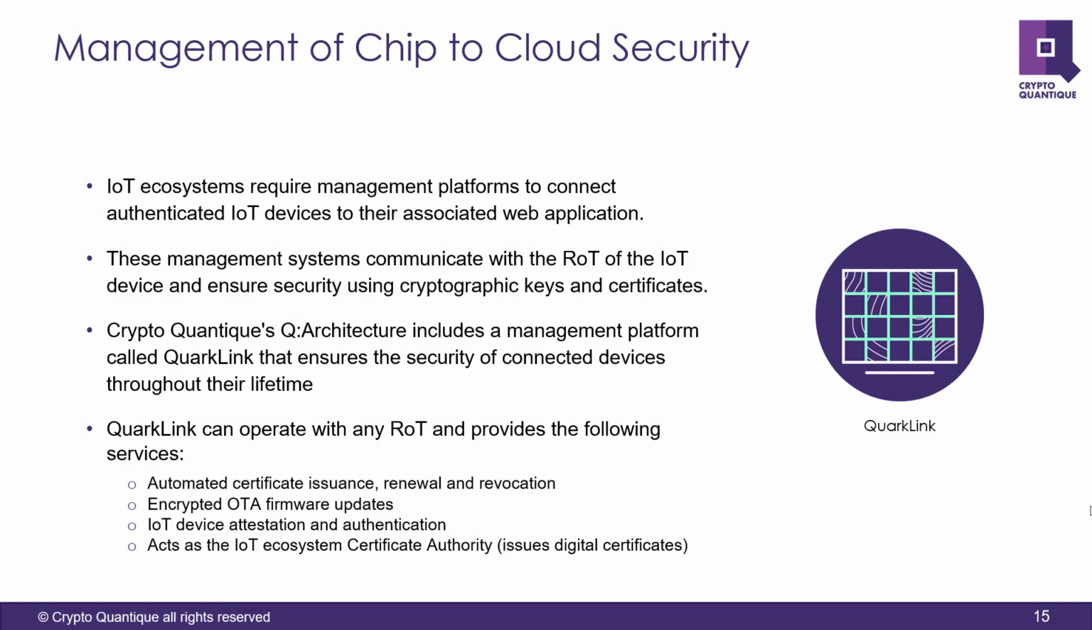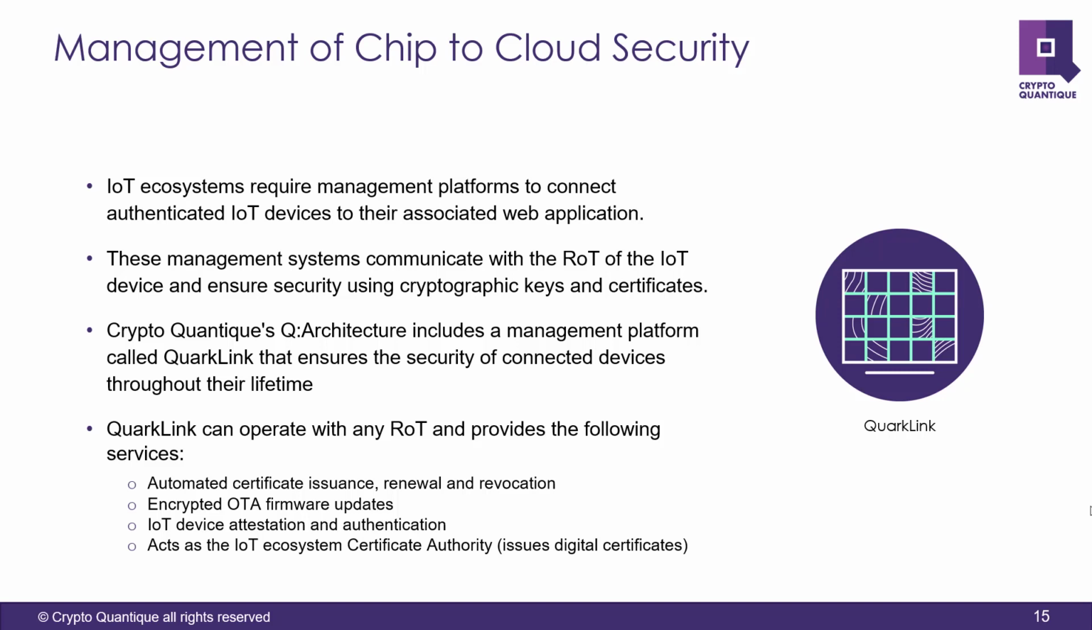Before we close on this presentation, let's quickly have a look at the management of chip-to-cloud security. IoT ecosystems require some kind of management platform to allow the connection of IoT devices to their associated web application. Now, these management systems communicate with the roots of trust which we've been talking about and ensure the security using cryptographic keys and certificates. Quantique's Q architecture includes this type of management platform, and it's called the QuarkLink. This QuarkLink ensures the security of your connected devices throughout its lifetime.